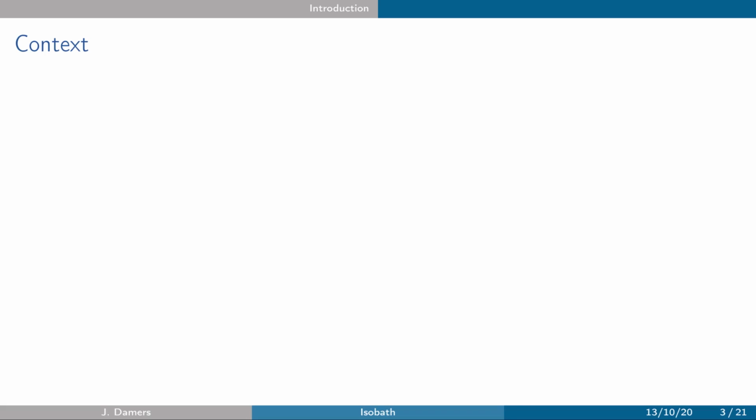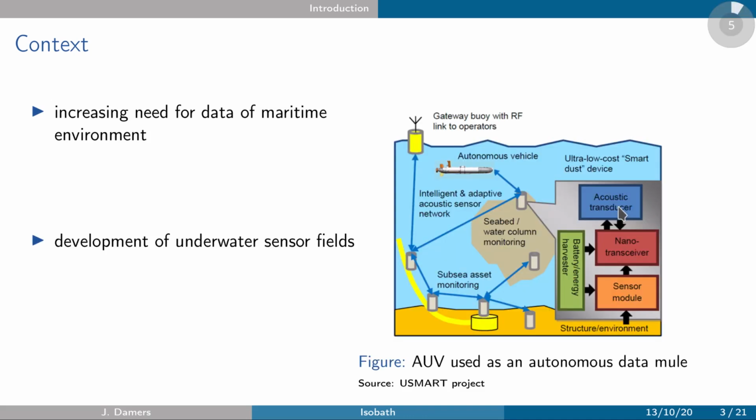So nowadays we use AUVs because of the increasing need for data in the maritime environment. Also, the development of underwater sensor fields forced the development of AUVs because we use them as data mules to transport data from one node to the other, or to get the data from the sensor field to the surface. And also we use AUVs in underwater mining context. We use it for monitoring the area we are mining to make sure that everything is running smoothly.